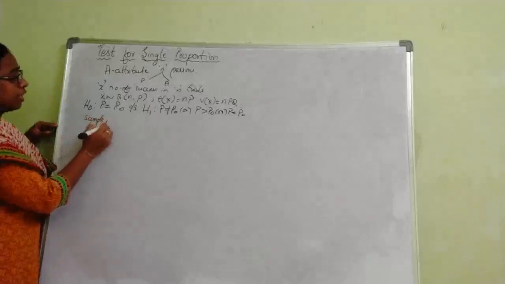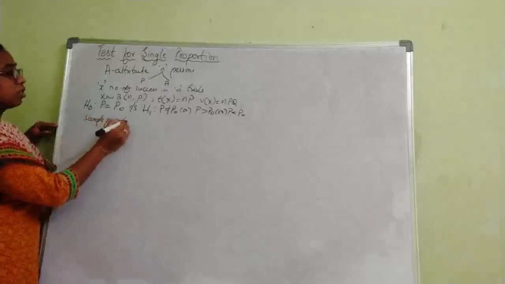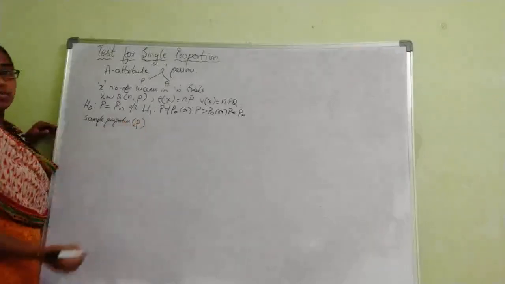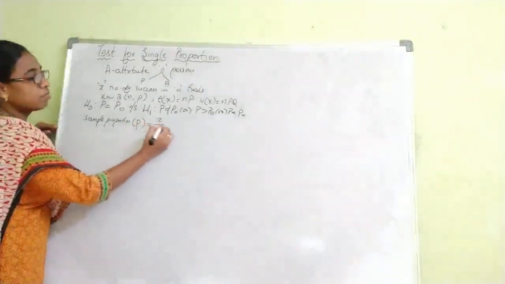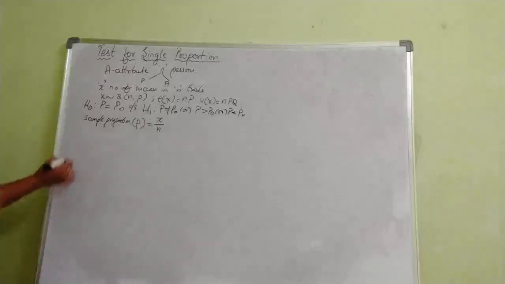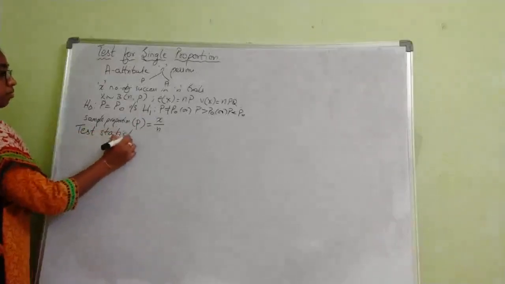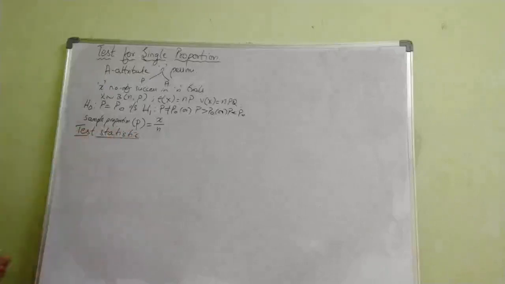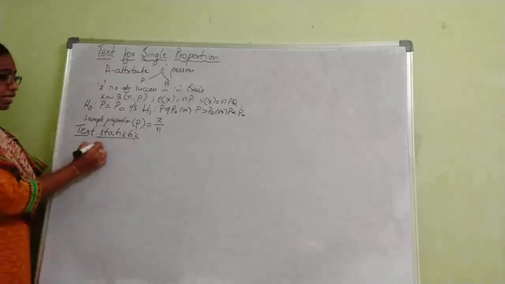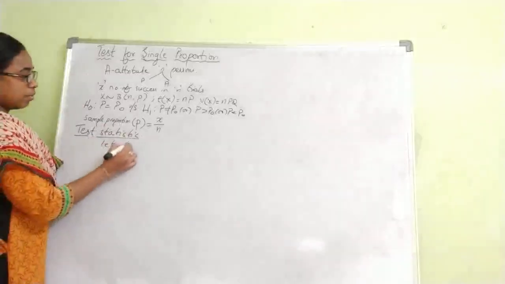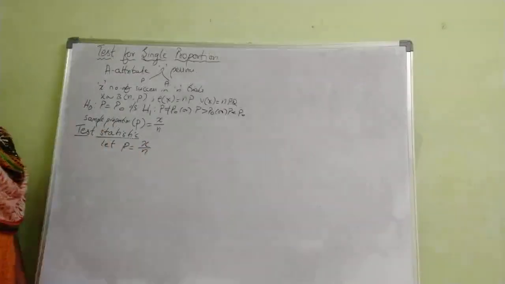Now coming to the sample proportion. We are dealing with the single proportion only, right? The sample proportion is denoted with small p, which equals x by n. So x by n means the proportion is given as number of successes divided by total number of values. Now we have to formulate our test statistic. Let the proportion of the sample p be given as x by n, that is the sample proportion.